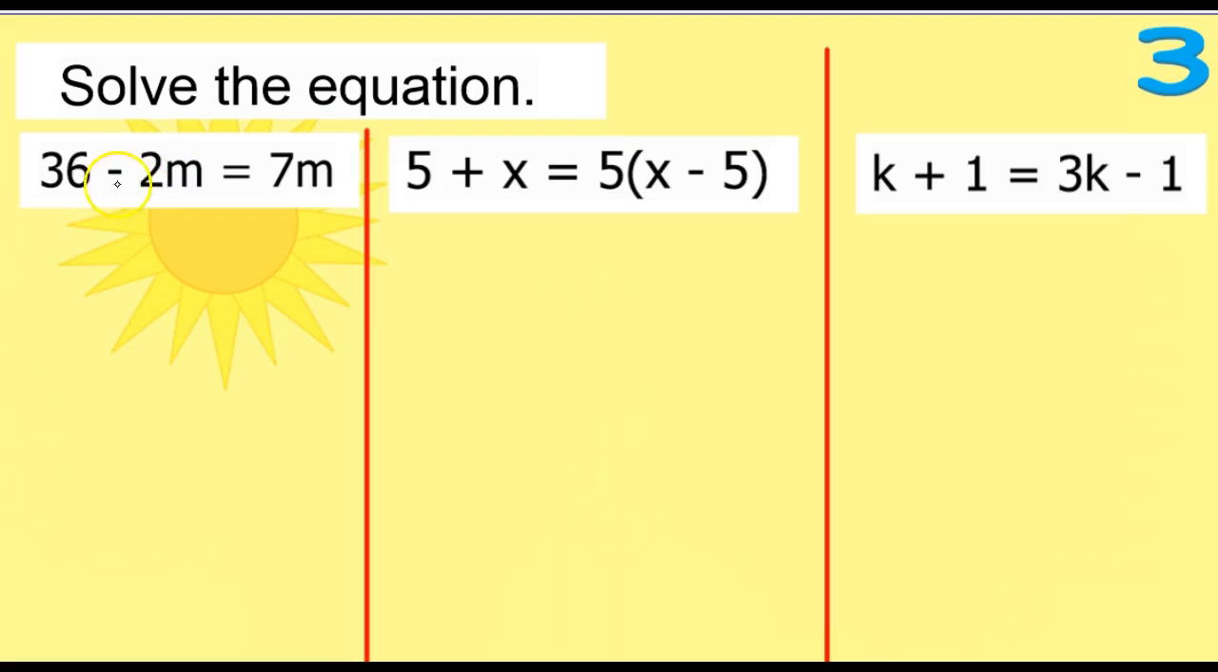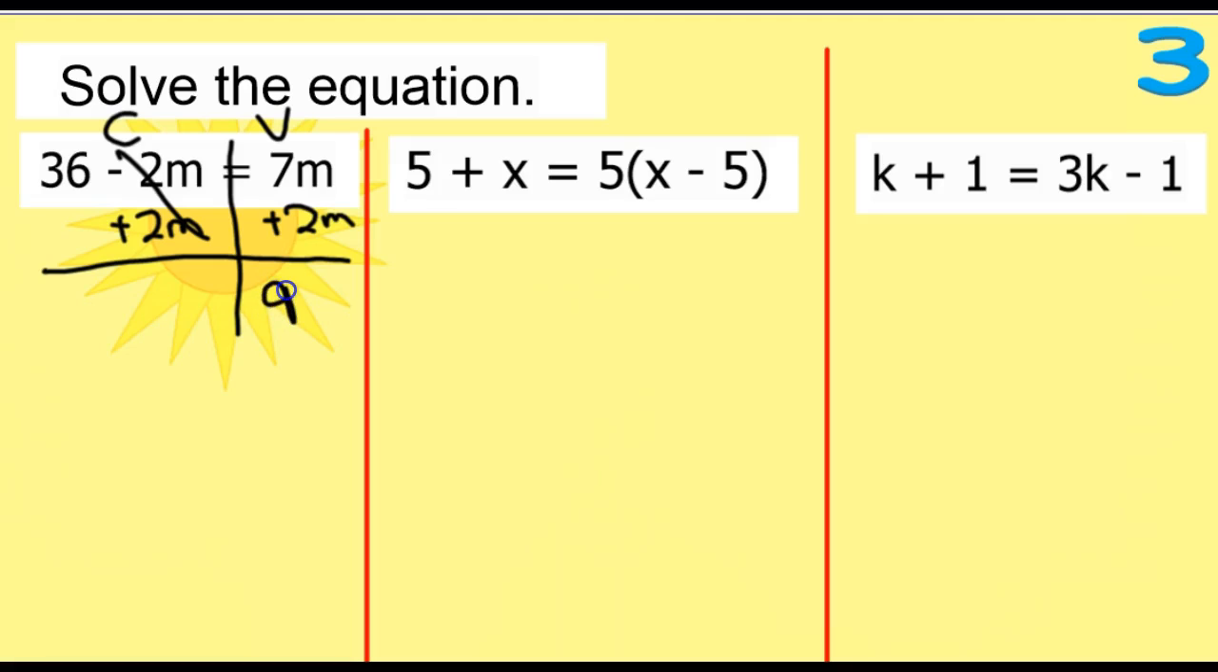Okay, for this problem, I'm going to move my 2m over to the other side by adding 2m. So this will be my variable side, and this will be my constant side. So we get 9m equals 36. Divide by 9, divide by 9, and m equals 36 divided by 9, which is 4.